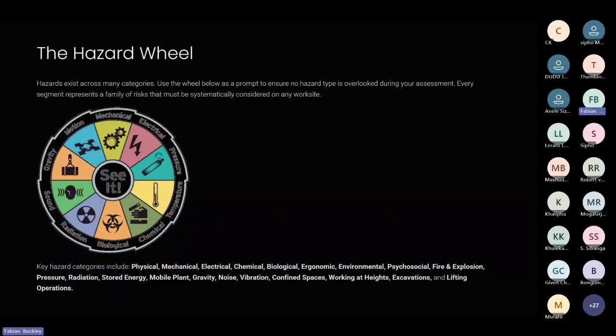Then we have radiation. Any examples of radiation? During welding, there's cross-line radiation risk. 100%. So you have your UV rays, you have your gamma rays, you have your microwaves, you have your various other aspects of radiation.